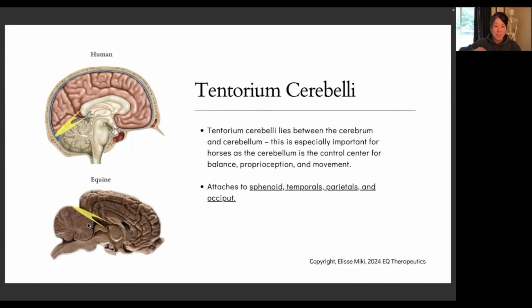Also, the tentorium is attaching to the sphenoid, which is in the center of the cranium, the temporals, which is on the side, the parietals, and the occiput. So we'll learn more about that when you do the individual bones, but for now, understanding that the tentorium is attaching to numerous cranial bones that we're learning to work with.